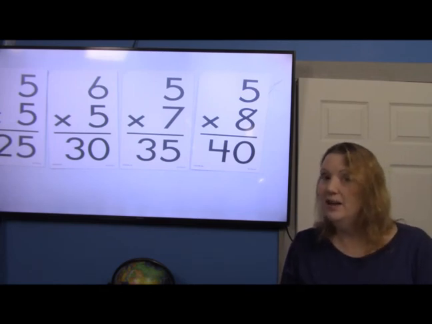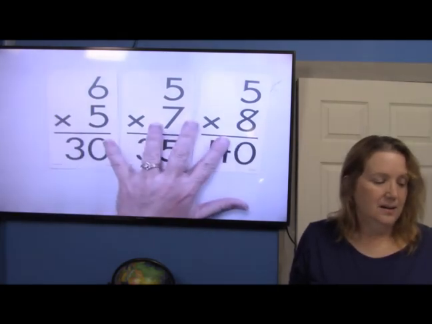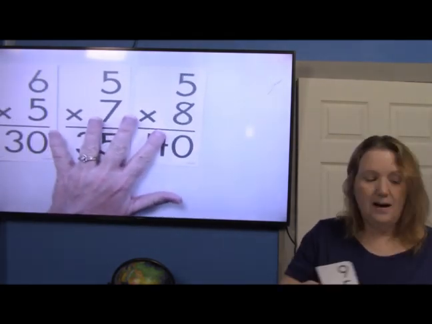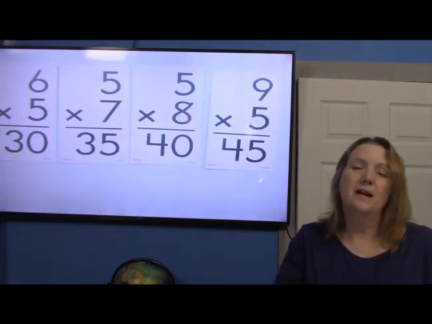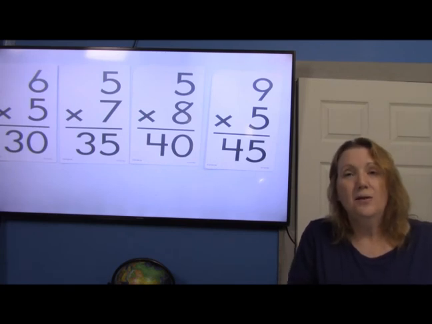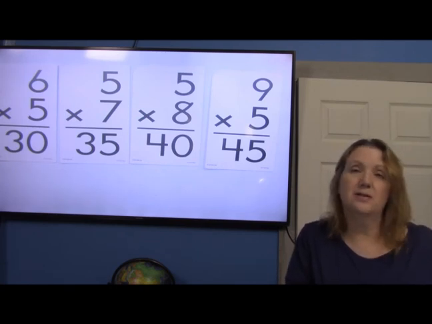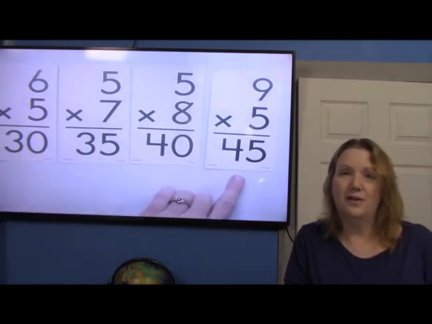And finally, last but never least, is going to be 9 times 5, 45. 9 times 5 is 45. So hopefully you saw that pattern. We started with 25, 30, 35, 40, and 45.